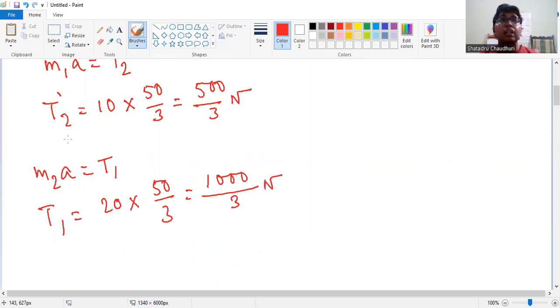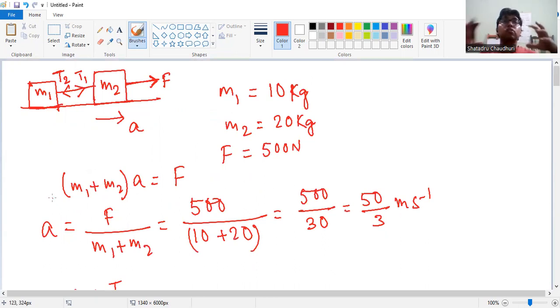So what I am getting is that the tensions T2 and T1 are different. What I said at the beginning: if the two tensions were balancing each other, then the whole system would have been stationary. Because M1 is pulling M2 and M2 is pulling M1, however much force we apply, if the tension balanced then the system would not move.